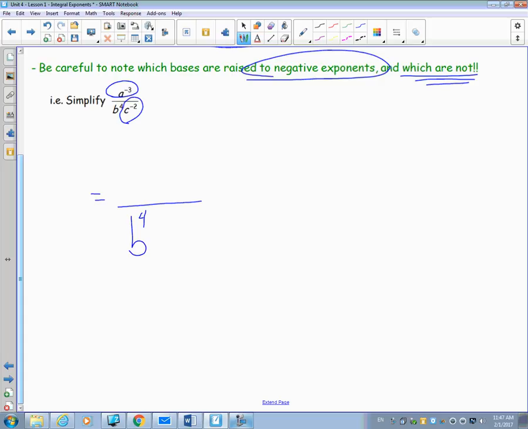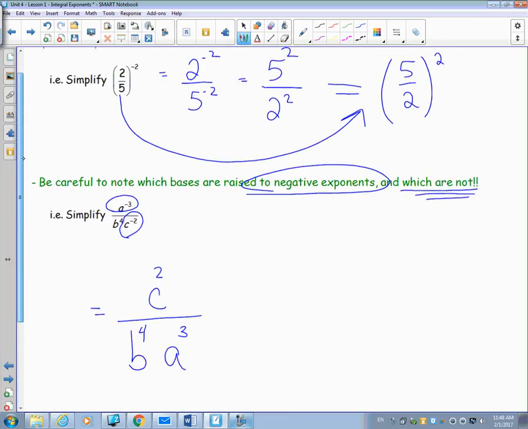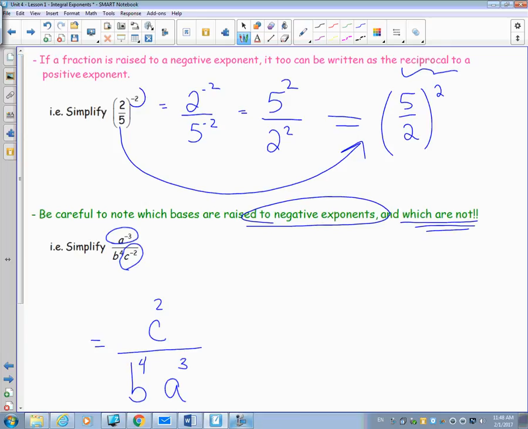But the fact that a is negative on the top means I can move it to the bottom and make it a positive exponent. And the c being negative on the bottom means I can move it to the top and make it a positive exponent. But things that are the way they want to be, positive exponents, don't have to move. Don't just flip your entire fraction when you see negatives. Think about which things. In the previous example, the entire fraction had the negative exponent, right? That's why the whole thing flipped over. In the second example, only parts of the fraction had negative exponents. So only parts got flipped over.